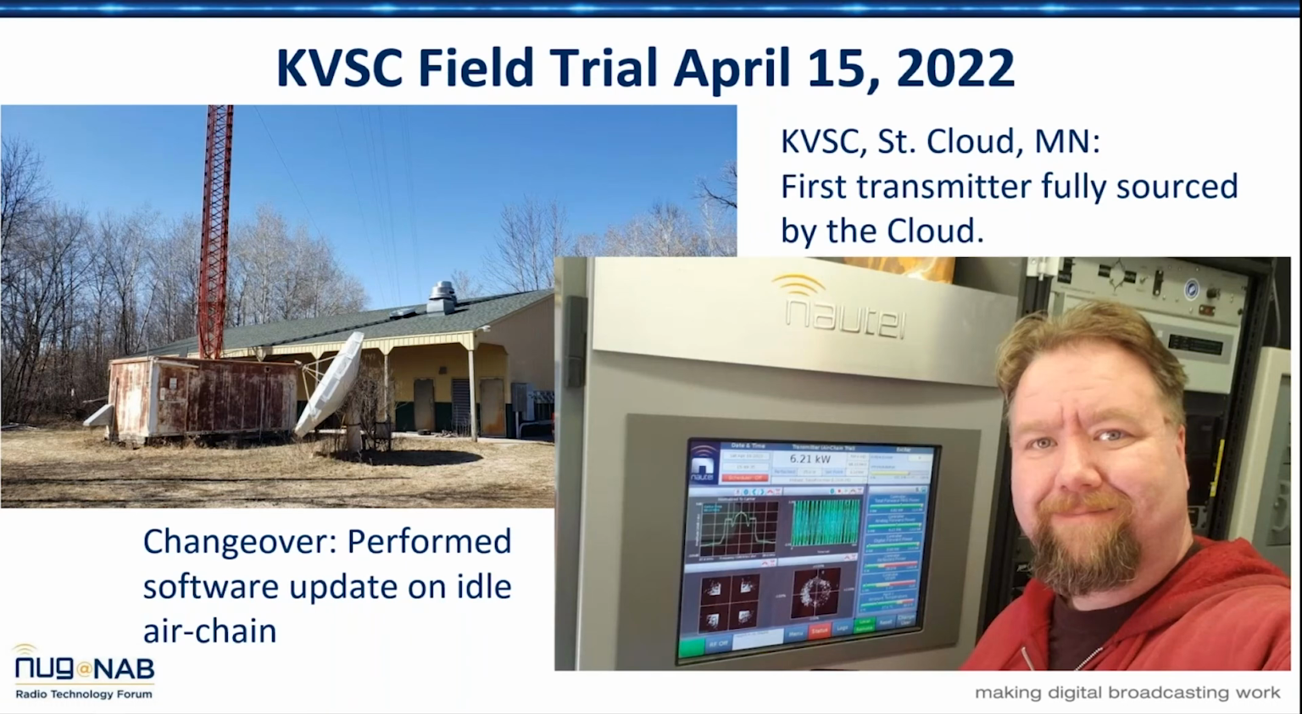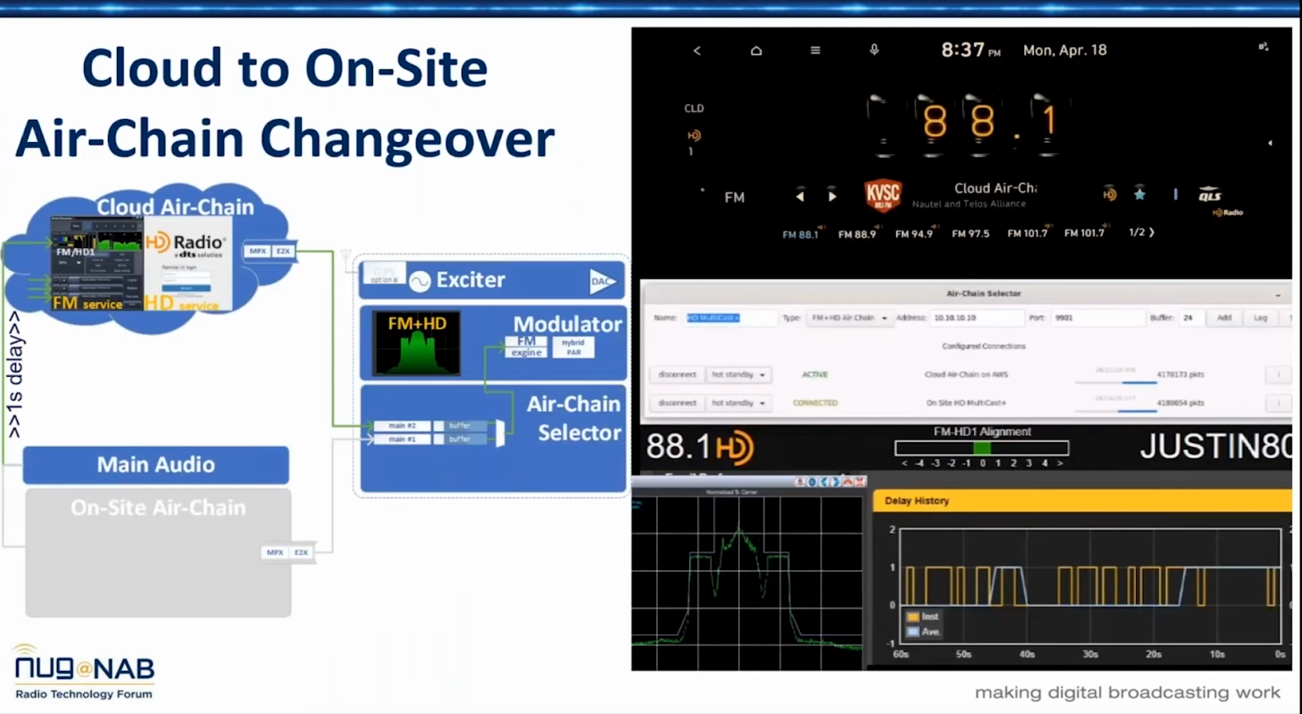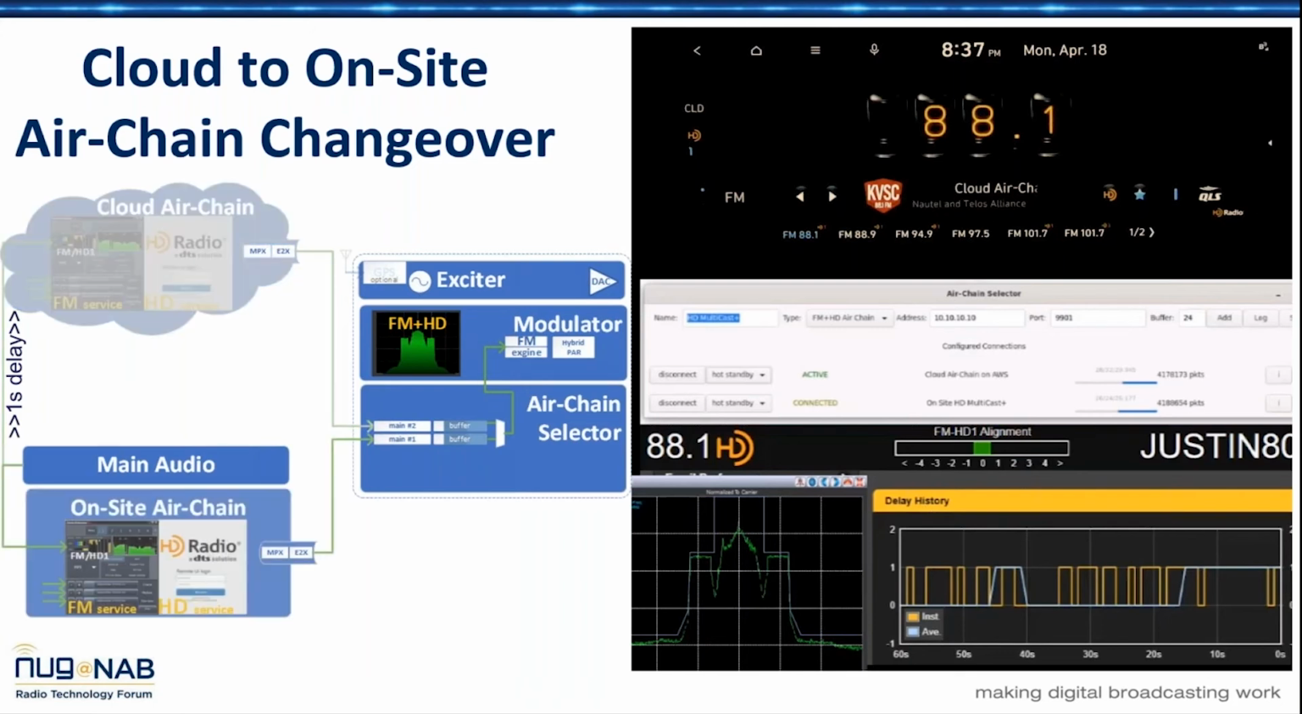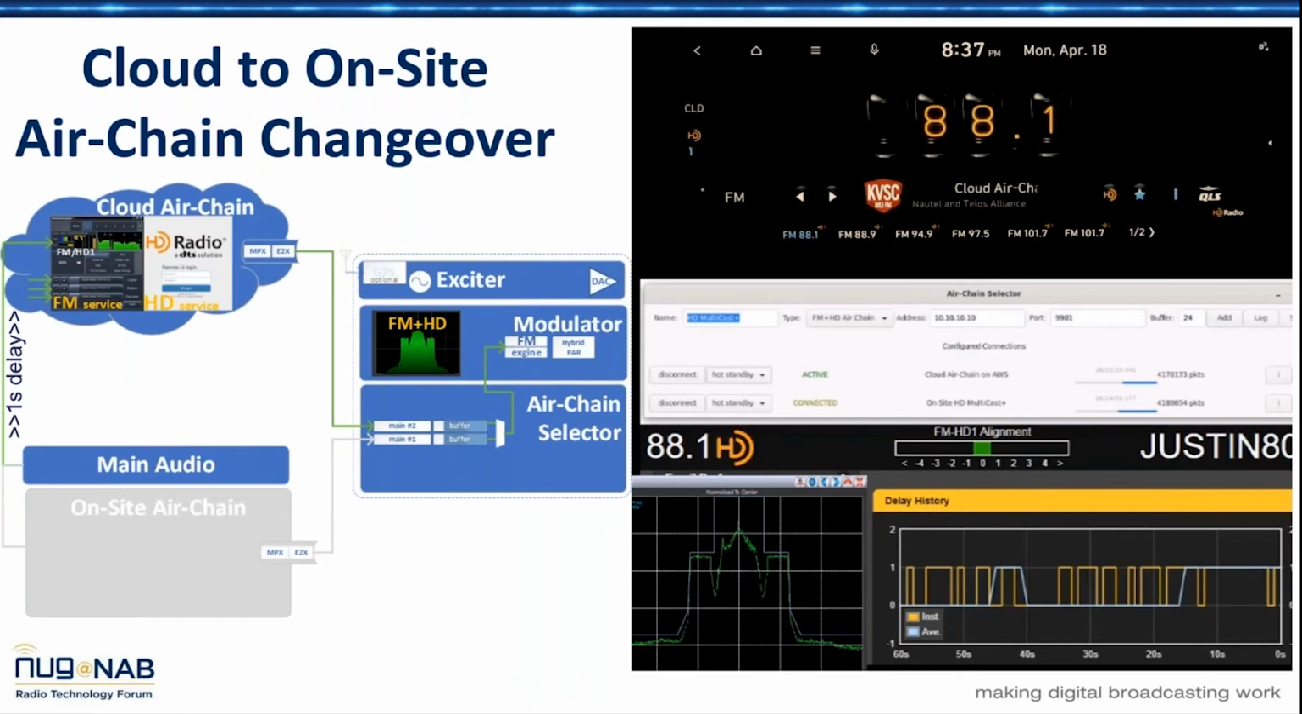But just last week, we put the system on air at KVSC in St. Cloud, Minnesota. We performed a changeover. We had two air chains set up, and perhaps the next picture shows that a little bit better. We had one set up in the cloud, hosted on Amazon Web Services, AWS. And then we had another one on the bottom here. It's currently inactive in this shot here. The bottom one would have been running on an HD multicast. The top one is running in Amazon Web Services, and they're the exact same code.